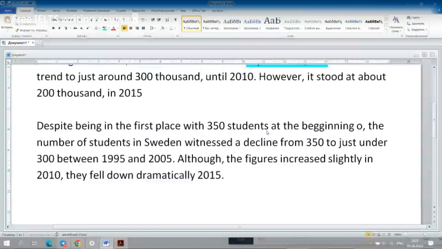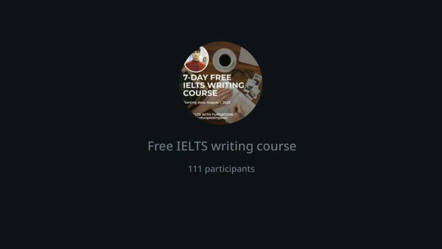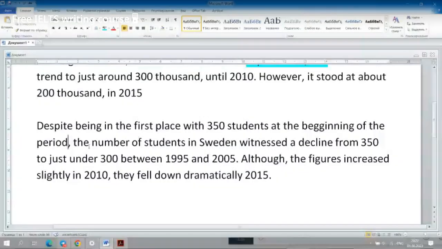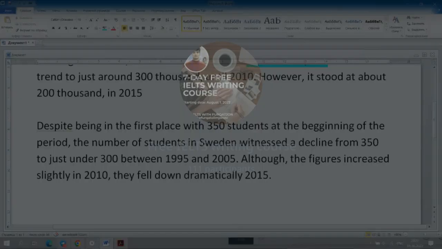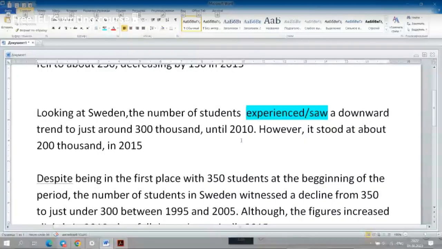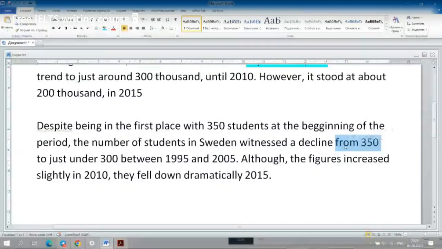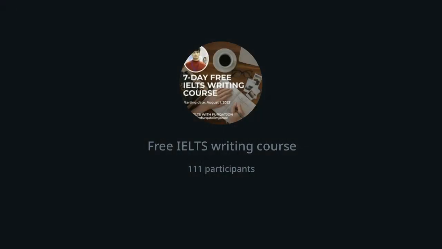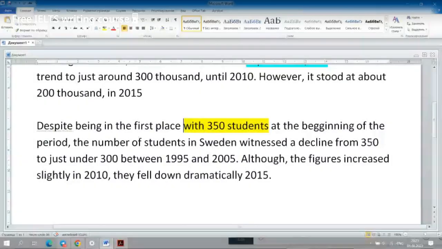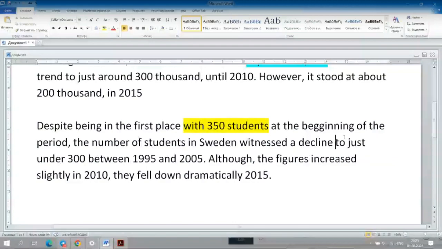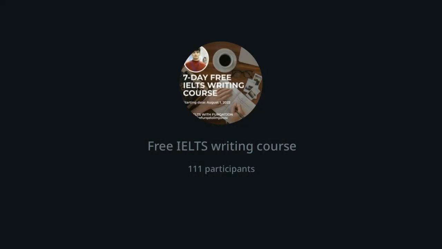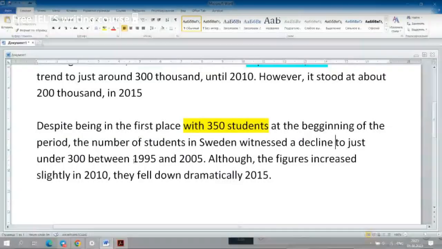The number of students in Sweden witnessed a decline from. So here you have to include from 350 because you already mentioned this number at the beginning, so you don't have to include this part. So you just say decline to just under 300 between 1995 and 2005. So here you can say during the period or something like that.